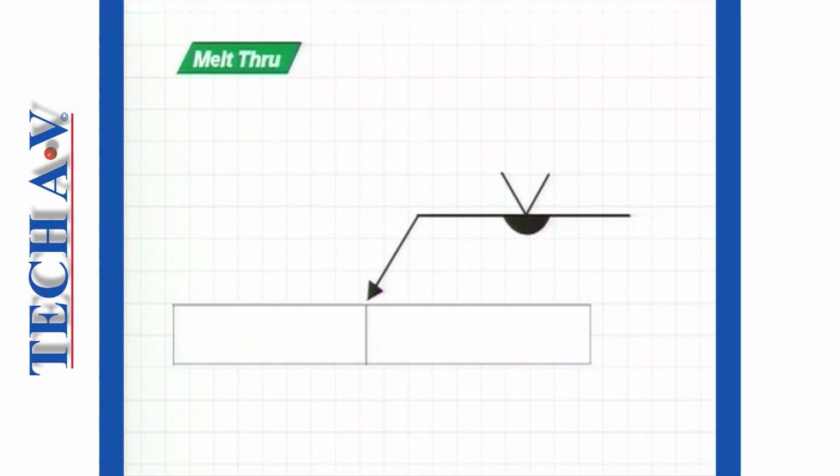A variation you may encounter is when the melt-through symbol, a black semicircle, is given, and a number appears to the left of this symbol. This figure indicates the size or amount of root reinforcement required.